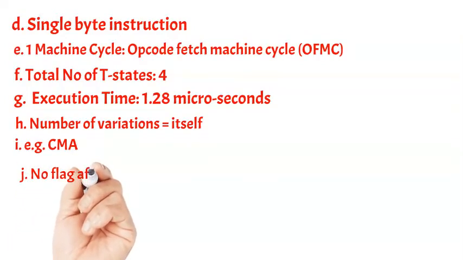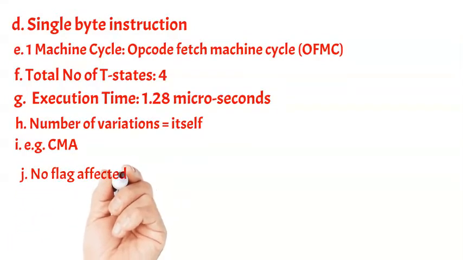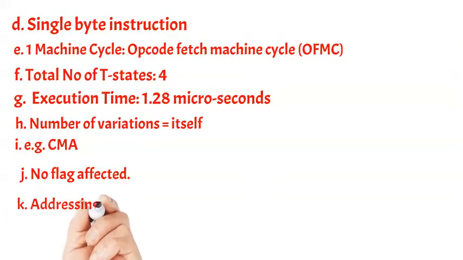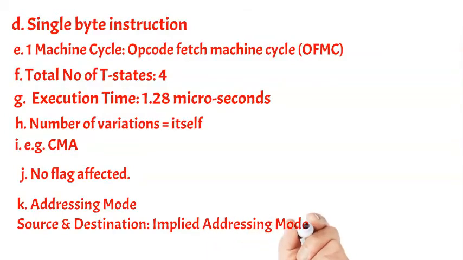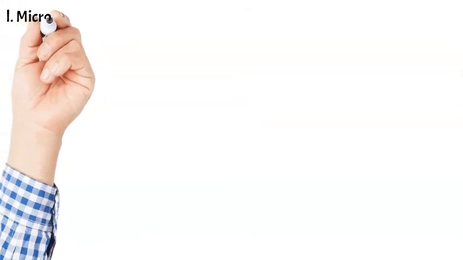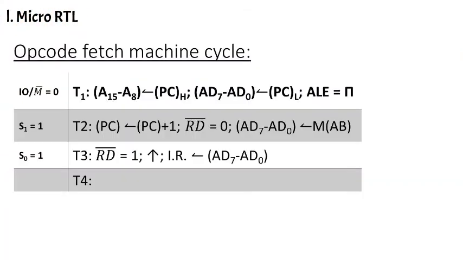This instruction will not affect any flag. The addressing mode for the source and the destination both is implied. And the micro RTL consists of only the opcode fetch machine cycle.